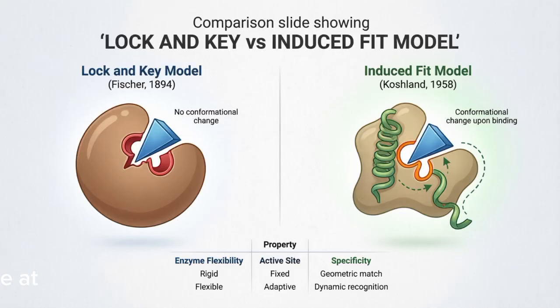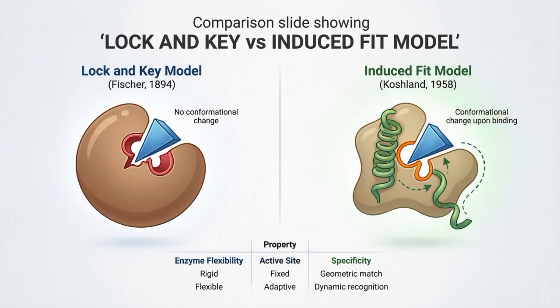Now let's examine the comparison table at the bottom. For enzyme flexibility, the lock and key model is rigid, while the Induced Fit model is flexible. The lock and key enzyme is rigid like a brick, whereas the Induced Fit enzyme is flexible like rubber. For the active site property, in the lock and key model, it is fixed and unchanging. In the Induced Fit model, it is adaptive and changes when the substrate binds. For specificity, lock and key is a geometric match based purely on shape. Induced Fit is a dynamic recognition, involving both shape and the enzyme's ability to change.